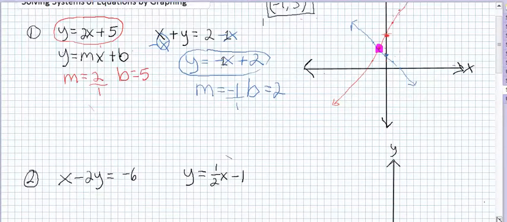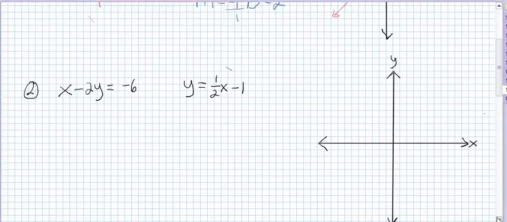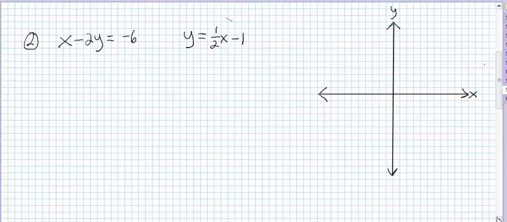And again, we're going to look to see if it's in slope-intercept form. We have our two equations, x minus 2y is equal to negative 6, and y is equal to 1/2 x minus 1. Okay, so looking at this first equation, is this in slope-intercept form? And we again tell ourselves, no, it's not. I need to do a little bit of work before I get it there.